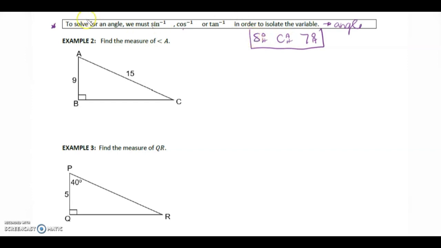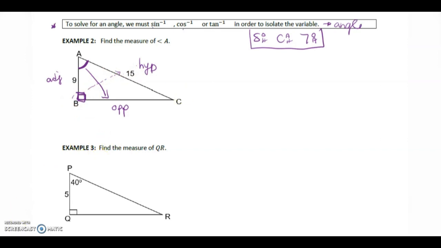So let's start example 2. Find the measure of angle A. So we actually want to find this angle. So the first thing we have to do is we have to label opposite, adjacent, and hypotenuse. So this side is opposite. We can put an arrow through it. The 9 is adjacent because it meets the opposite at 90 degrees. And this 15 is the hypotenuse because we can put an arrow. It's going to be opposite the 90-degree angle.